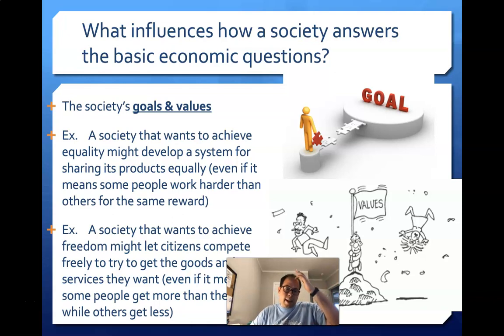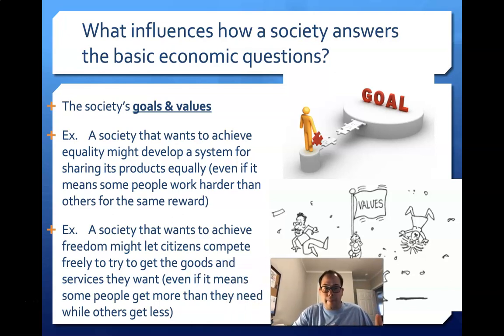But on the flip side, a society that wants to achieve freedom might let citizens compete freely to try to get to goods and services. But if we're competing, that means that goods and services won't be distributed evenly. So that means some people will get more of a specific resource. Other people will not. So it means there's going to be some people suffering while other people are thriving. If your society views freedom, that's what you view. However, you're not getting to make decisions for yourself in a society that's distributed equally. So there's a balance that you're having to play between the 2 different types of societies.